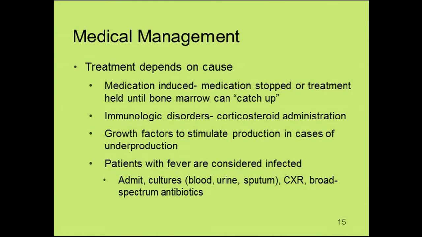Medical management of neutropenia depends on the cause. If it's medication-induced, which a lot of times it can be, of course, the treatment is to stop the medication or whatever treatment is causing the bone marrow suppression or causing the neutropenia until the bone marrow can catch up. If it's an immunologic problem, such as rheumatoid arthritis, it's often from corticosteroid administration. So you have to weigh the risk versus the benefit of stopping the steroid.